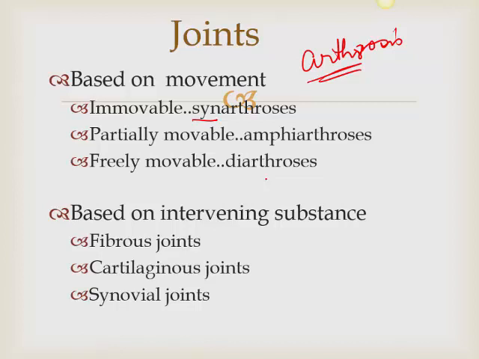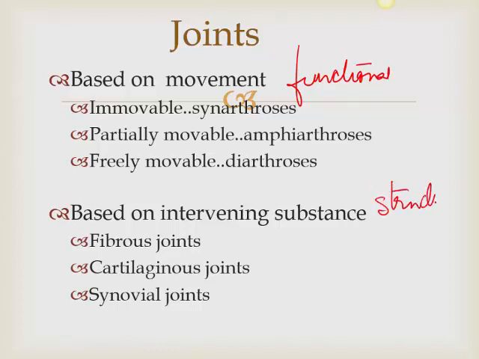Then based on structure: this was a functional classification, whether there was movement or not. And this is the structural classification. What is there between the two bones which are coming together? It is based on the intervening substance, the substance which is present between the two or more bones.